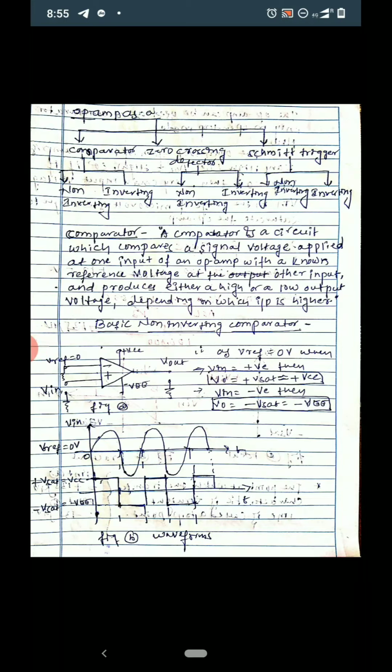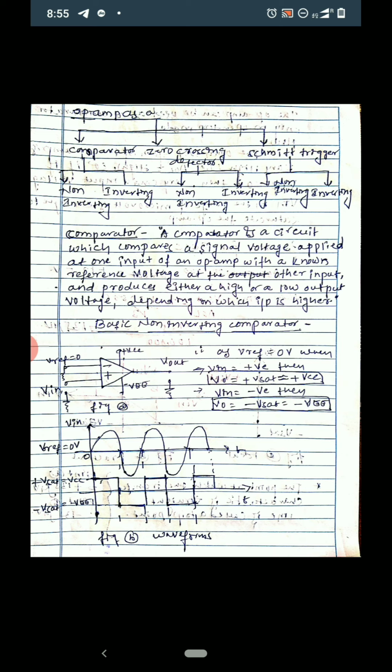Today we are going to discuss three important aspects of operational amplifier, that is operational amplifier working as a comparator, operational amplifier as a zero crossing detector, operational amplifier as a Schmitt trigger. In each case we are having both non-inverting type and inverting type. Before getting into each one particularly, a few basic things we need to recall.